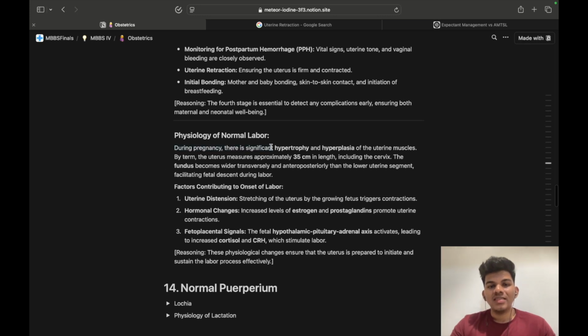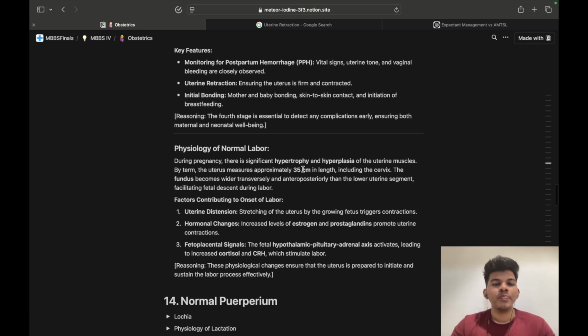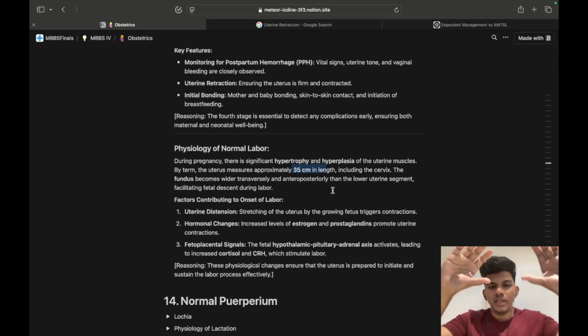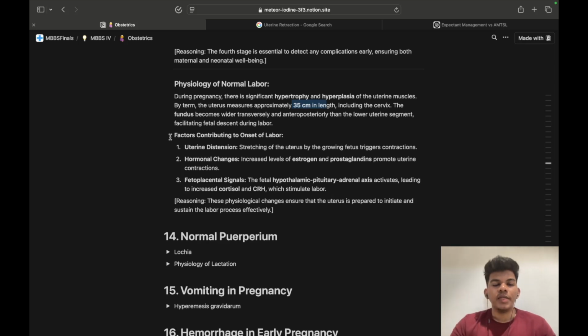Coming finally to the physiology of normal labor, which is an added topic in this particular question. During pregnancy there is significant hypertrophy and hyperplasia of uterine muscles. So these affect various parts of the stages of labor. By term, the uterus measures about 35 centimeters in length, including the cervix, and the fundus becomes wider transversely and in the anteroposterior diameter than the lower uterine segment. So the upper part, the fundus, becomes wider transversely and in AP than the lower part. That is something you need to keep in mind.